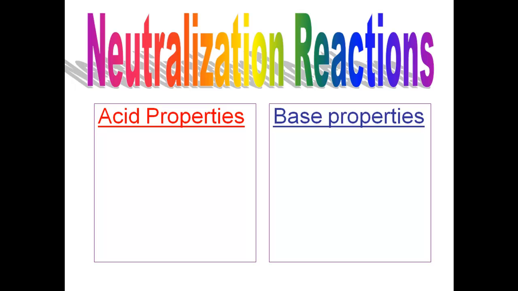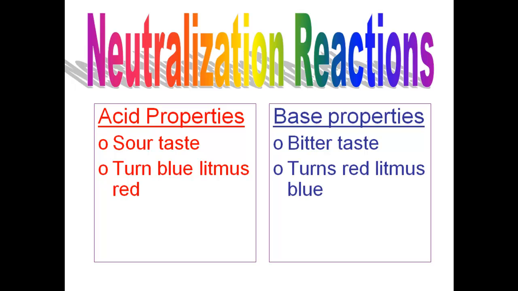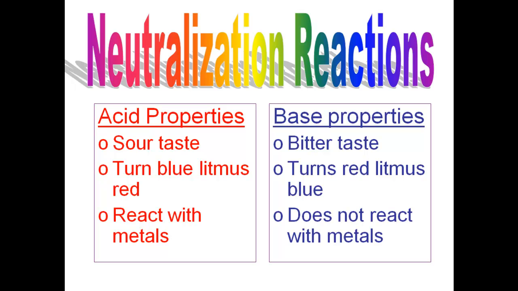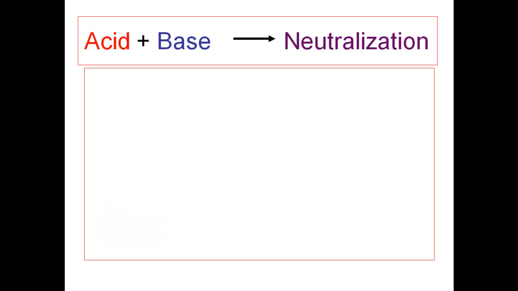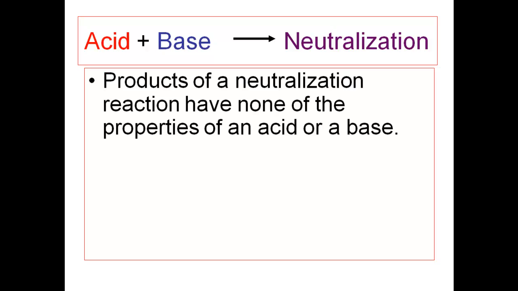Let's look at the properties of acids and bases before we actually get into the neutralization reactions. Acids will have a sour taste, whereas bases will have a bitter taste. Acids turn blue litmus paper red, whereas bases will turn red litmus paper blue. Acids like to react with metals, and bases will not. So just a few properties there. In a neutralization reaction, an acid is mixed and reacted with a base. The product of a neutralization reaction will not have any of the properties of an acid or a base.